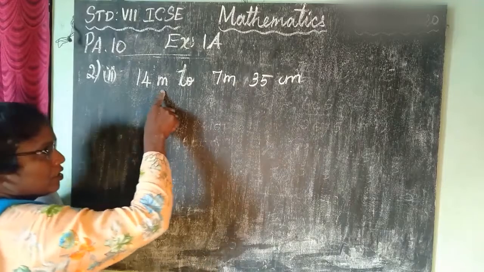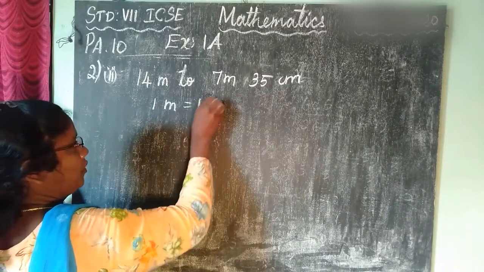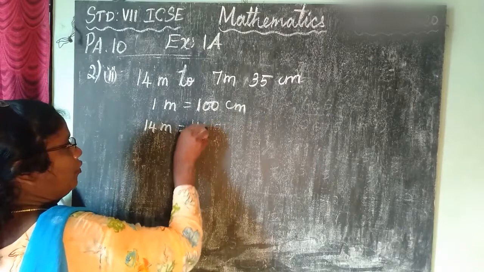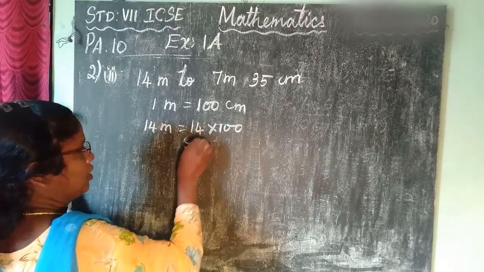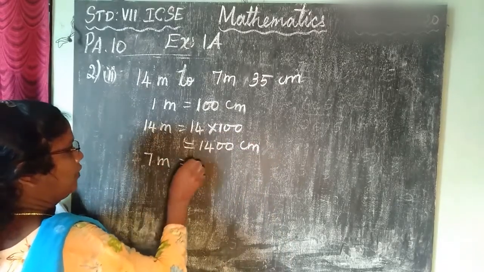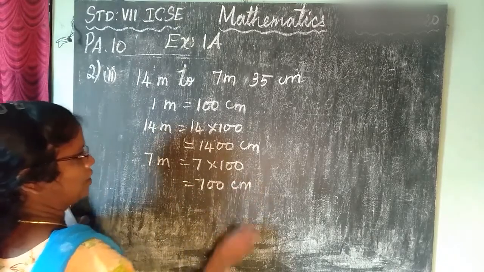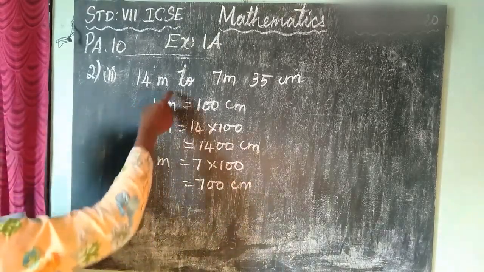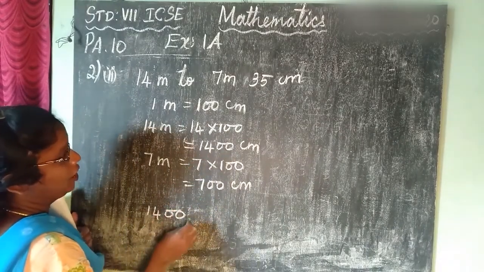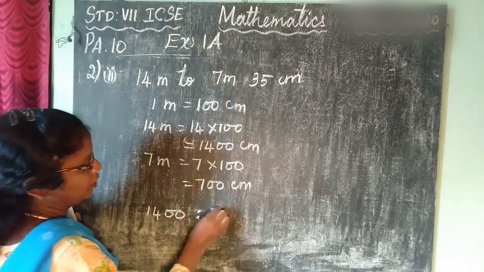Meter is the highest unit, centimeter is the lowest unit. So we'll convert. 1 meter is equal to 100 centimeter. That means 14 meter is equal to 14 into 100, that is 1400 centimeter. 7 meter is equal to 7 into 100, that is 700 centimeter. Now in the place of 14 meter, I am writing in centimeter, that is 1400 is to 7 meter, what? 700 centimeter.